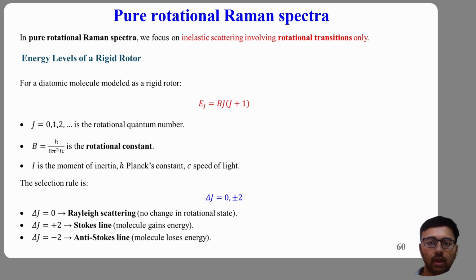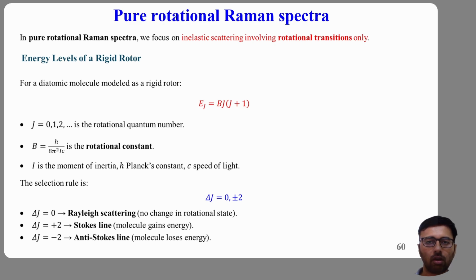To understand the rotational Raman spectrum, we model the molecule as a rigid rotor. This is one of the most important approximations in molecular quantum mechanics. Imagine two atoms connected by a perfectly rigid bond. The bond length does not change. The molecule simply rotates in space about its center of mass. Because angular momentum is quantized, the rotational energy levels are also quantized.